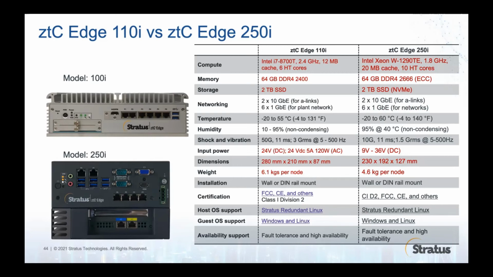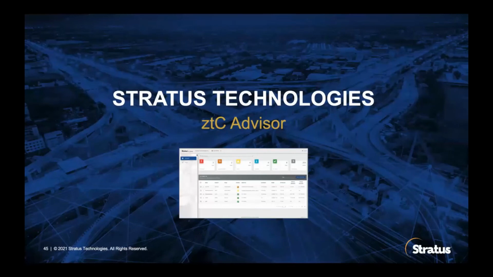And then the power capacity, where the ztC 110 was fixed at 24 volts, now you can actually run from 9 to 36 volts. So even if your power drops to 9 volts, your virtual environment will still keep on running and continue to control your application. Right, and then of course, again, the weight is much different. So that's sort of a quick overview of the hardware.